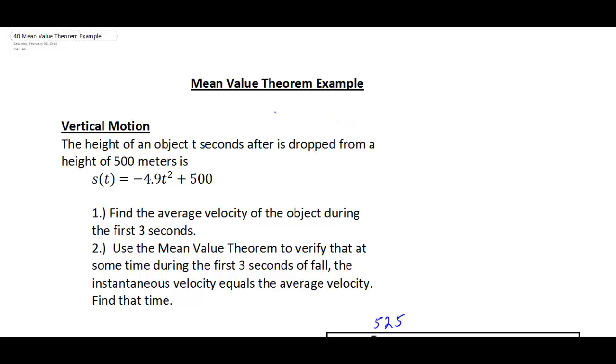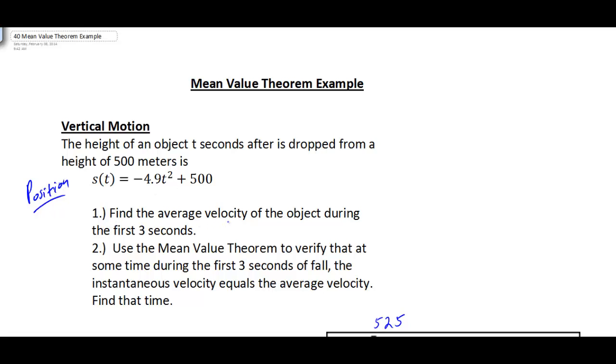Here in this example, we want to look at the mean value theorem, and it's going to deal with the vertical motion of an object. We have the height of an object t seconds after it is dropped from a height of 500 meters, given by the following function, and this is the position function. S of t equals negative 4.9 t squared plus 500.